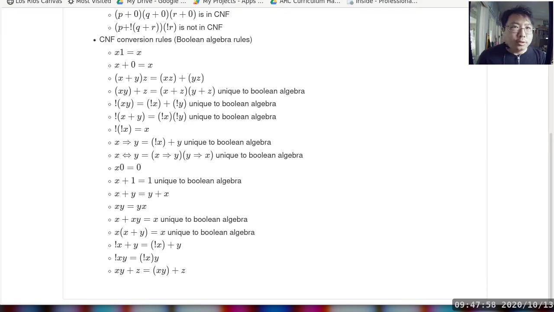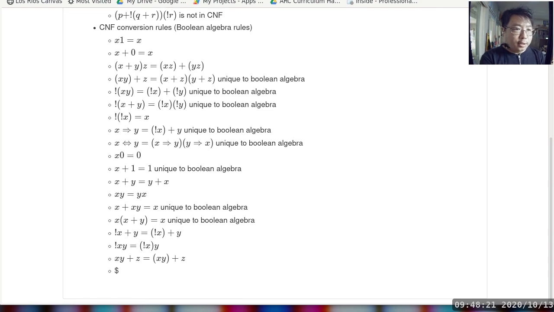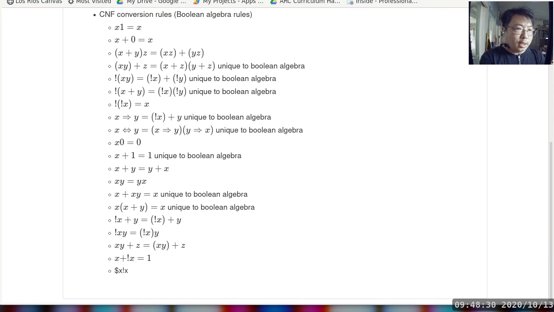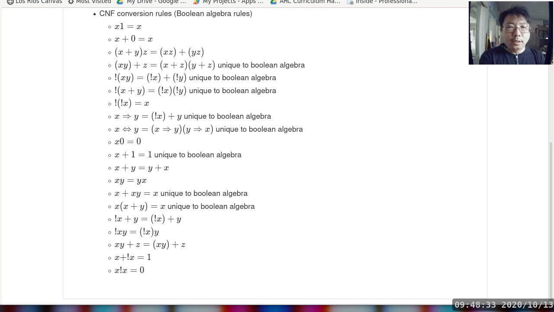The simplification rules are really helpful. You should simplify as much as possible after each step, because otherwise this assignment can end up with a huge number of terms. Okay, so you want to be able to apply the simplification rules as much as possible. There's another one. I keep forgetting: X or not X is true, okay, and then X and not X is false, okay. That kind of makes sense, but these are also unique to Boolean algebra.